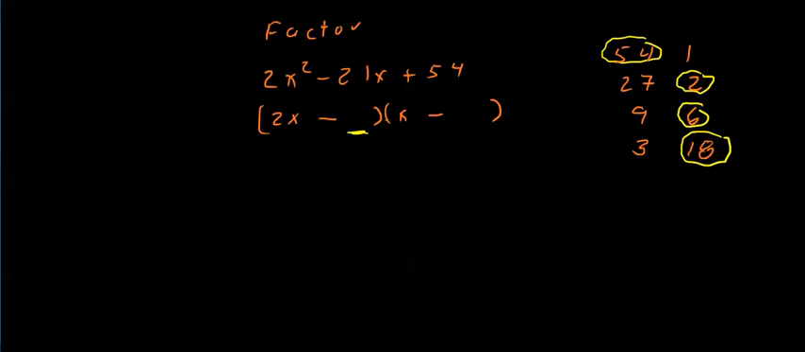All right. 3 and 18. Minus 3x. Minus 36x. 2 times 18 is 36. Gives me minus 39. That doesn't work. Bad choice.